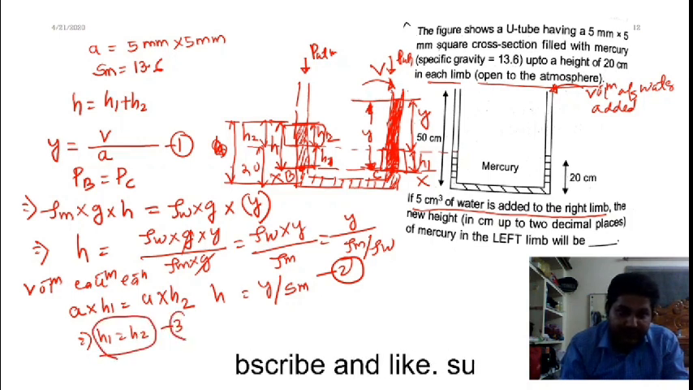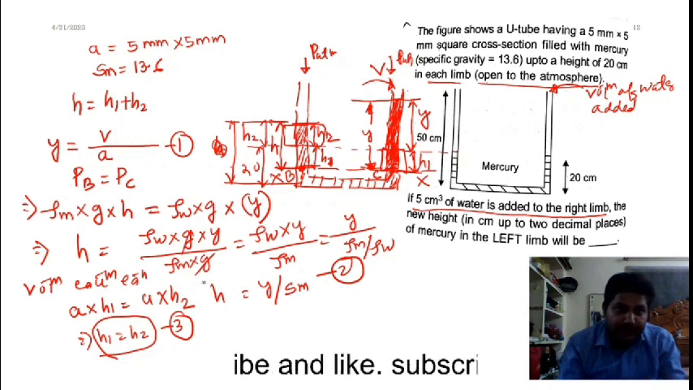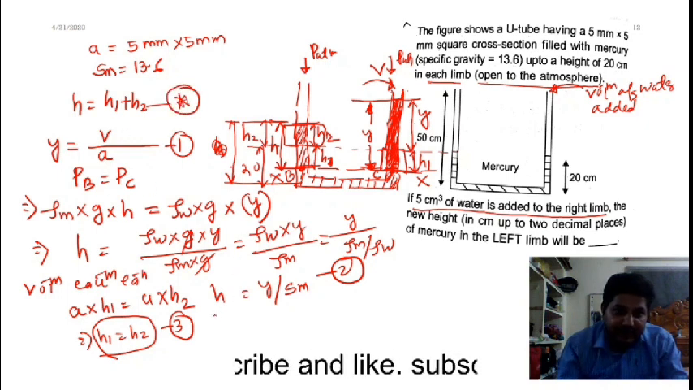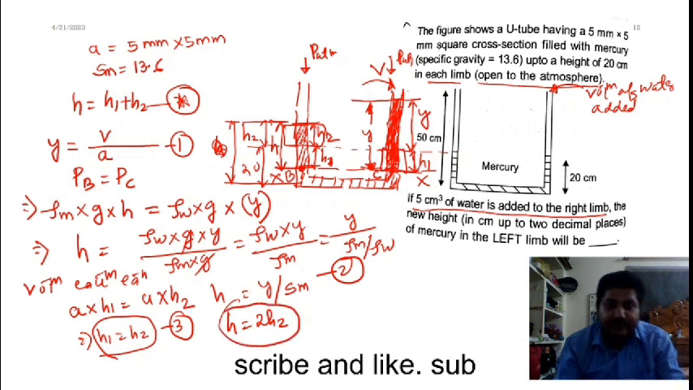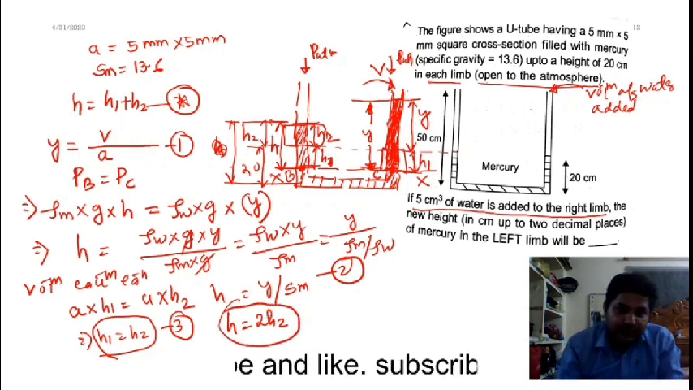Now suppose this is equation 1, equation 2, and suppose this is equation star. If you put the equation 3 value in equation star, this H is coming out to be 2 times H2. So now I am putting this H value right over here.